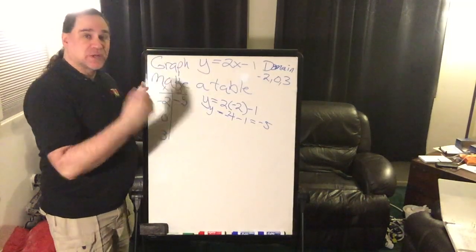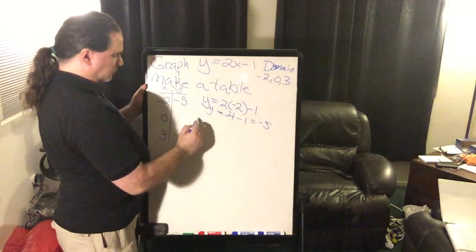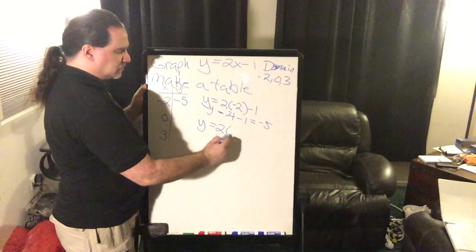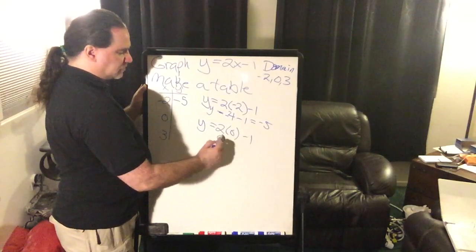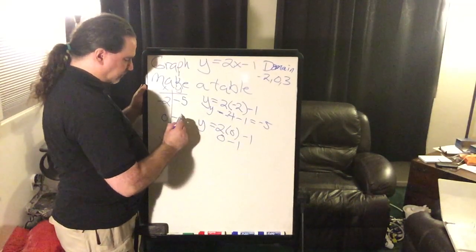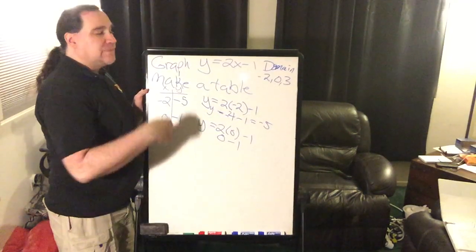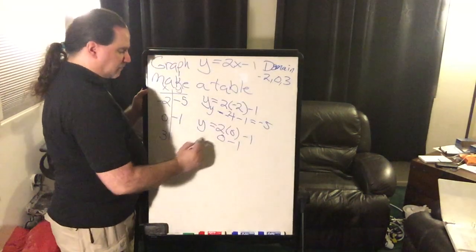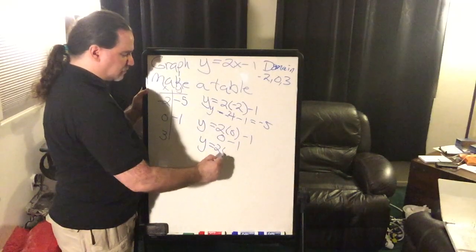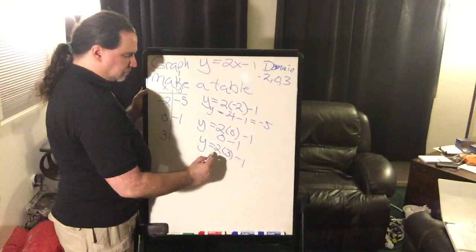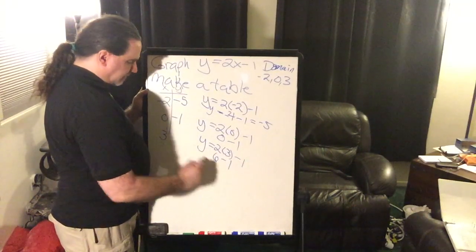Now they're asking me to do it again with the 0. So y equals 2 times 0 minus 1. Well, 2 times 0 is 0, minus 1 is -1. And now they're asking me to do it a third time. y equals 2 times 3 minus 1. 2 times 3 is 6. 6 minus 1 is 5.